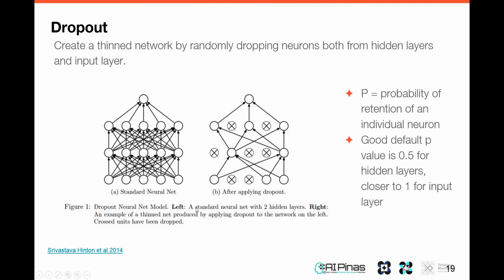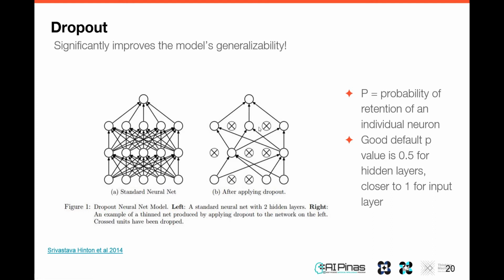Here's how dropout works. You take your standard neural network, with an input layer, layer 1, layer 2, and output, and you start dropping neurons from the hidden layers and the input layer, where p is the probability of retention of an individual neuron. A decent default p-value is 0.5 for the hidden layers, but you want to keep almost all of the neurons in the input layer. So you might want a p of 0.9 or 0.95 there and 0.5 for everything else. This oddly, significantly improves the model's generalizability.